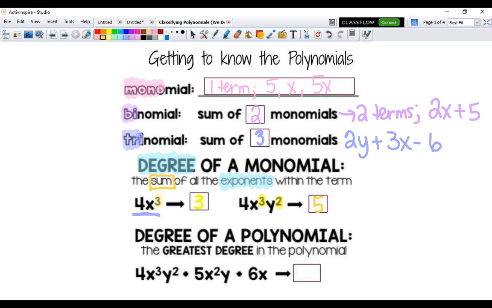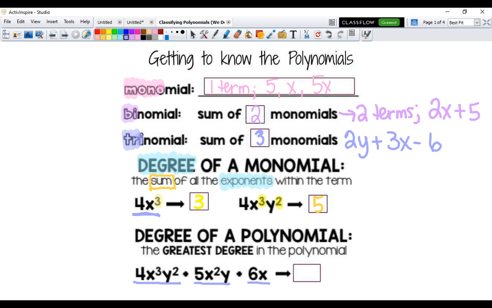But what if I have more than 1 term inside of it? Meaning I have a polynomial, binomial, trinomial, whatever it is, I got more than 1 term. So down here in this example, 4x cubed y squared plus 5x squared y plus 6x. I have 3 different terms, which makes this a trinomial. And they want to know what is the degree of it. Well, the greatest degree in the polynomial would be the degree. That means I have to look at each term separately.